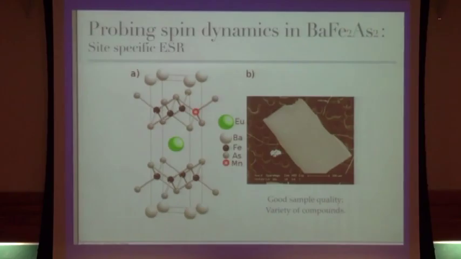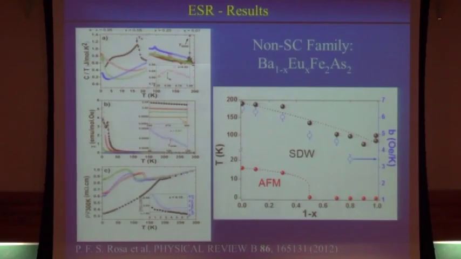So what system will you choose? We choose to do the europium ESR and manganese copper ESR. Okay, so that's the samples for the barium-europium family. We went all the way from the pure europium to the pure barium. So here's just the phase diagram of the basic properties.